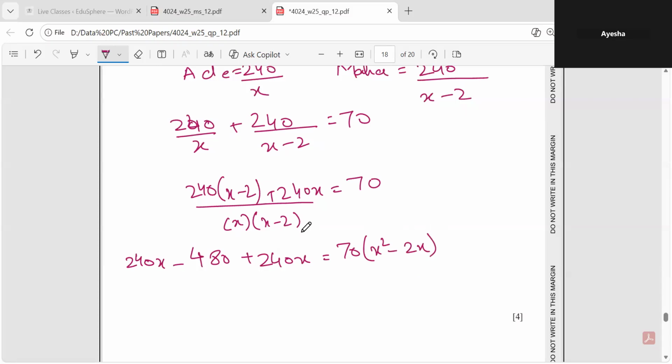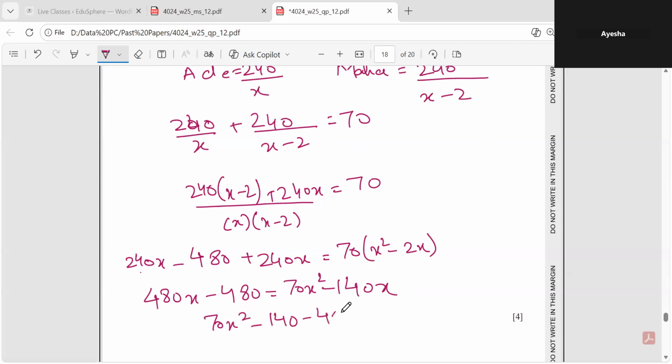So here, because this x and x minus 2 goes to the other side, it's multiplied. So 240 plus 240 is 480x minus 480 is equal to 70x squared minus 7 2s are 14, so it's 140x. At this point, we are going to shift everything to the other side. So it will be 70x squared minus 140x minus 480x plus 480 equals 0.